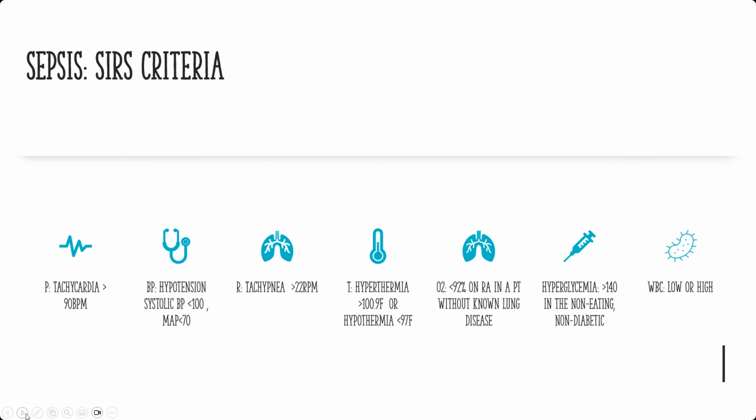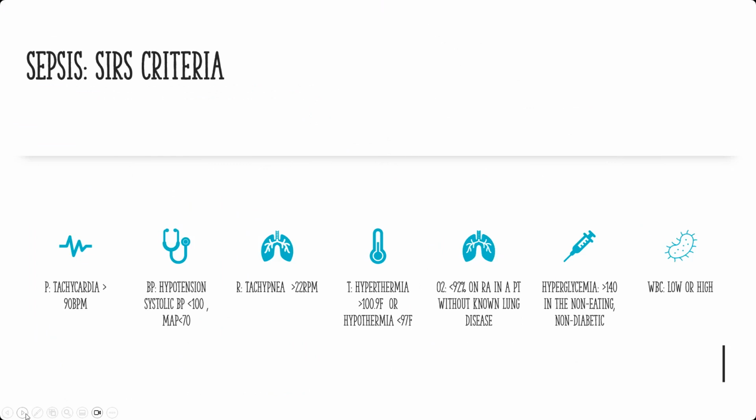Oxygen saturation will be less than 92% on room air, and that's for a patient who does not have known lung disease. So your COPDer isn't going to be in that mix, right? So this is a patient without known lung disease who's got an O2 sat of less than 92%.